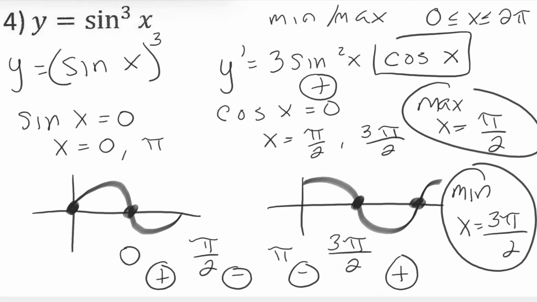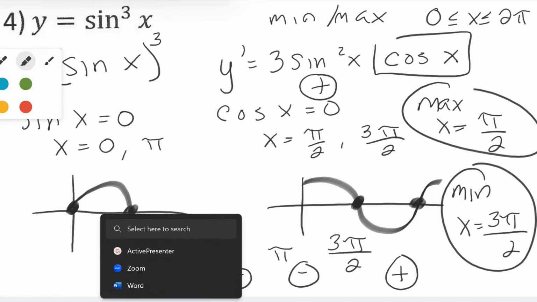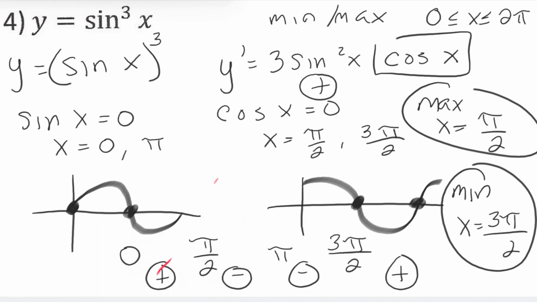Does that make sense? Remember, the whole thing is you're looking at where it's going. So it's going up to that point and then down from it, and then down to that point and then up from it. Because remember, the derivative is telling you the slope of it. So if the slope is positive, that means it's going up. Slope is negative, it's going down. So if it's going up to something and then down from something, that's a max.